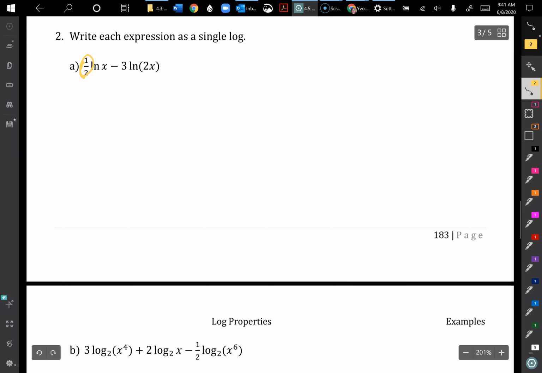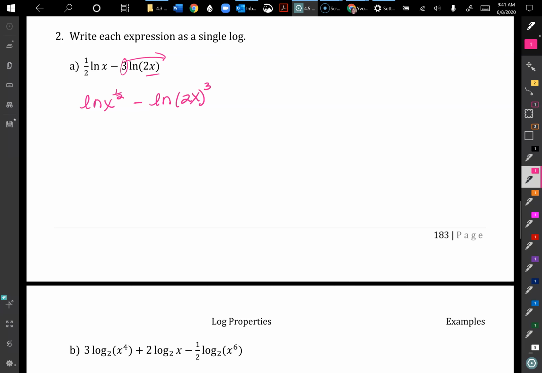First one we're going to use is take this coefficient and make it be an exponent up there. So we're going to write ln of x to the 1/2. Same thing here. This 3 will move up, but be careful because there's parentheses there. So we're going to have minus ln of 2x cubed.